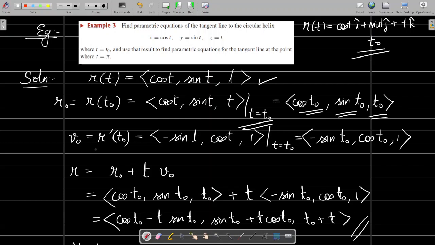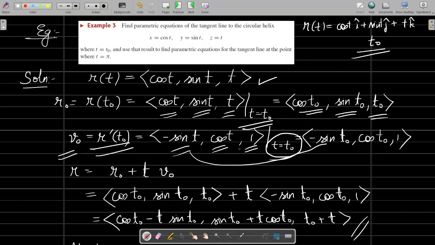Now you find the derivative, which we are going to call v naught, so r dash of t naught. First you find r dash and then substitute the point t naught. The derivative of cos t is minus sin t, the derivative of sin t is cos t, and the derivative of t is 1. Now you substitute the point t naught, and you will get minus sin t naught, cos t naught, and then 1. So this is your r naught and v naught.